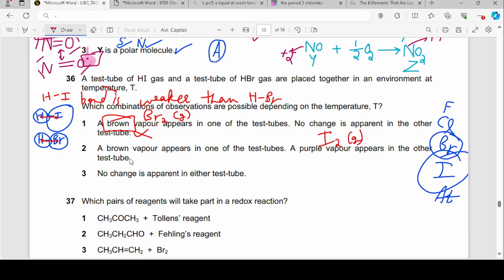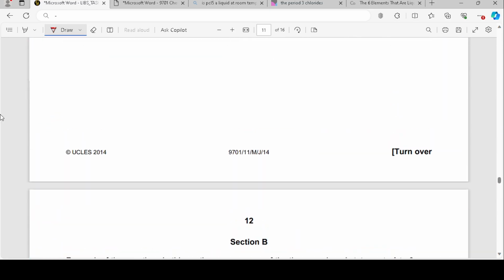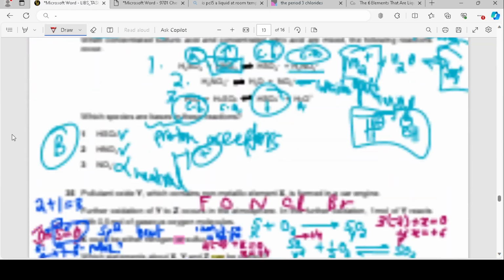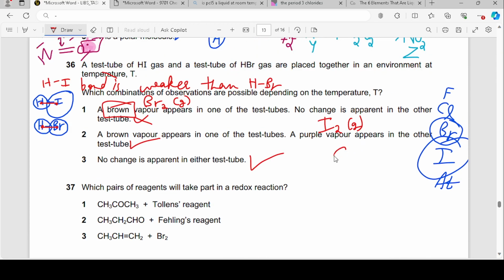Okay. Anyways, a brown vapor appears in one of the test tubes and a purple vapor appears in the other test tube. That is possible. That means that hydrogen iodide decomposed as well as hydrogen bromide decomposing. Okay. And no change is apparent in either test tube. If the temperature is very low, then yeah, it's likely that both of them don't decompose. So only 2 and 3 are possible. And since only 2 and 3 are possible, your answer is going to be C, right? So therefore, C is going to be the answer, okay?